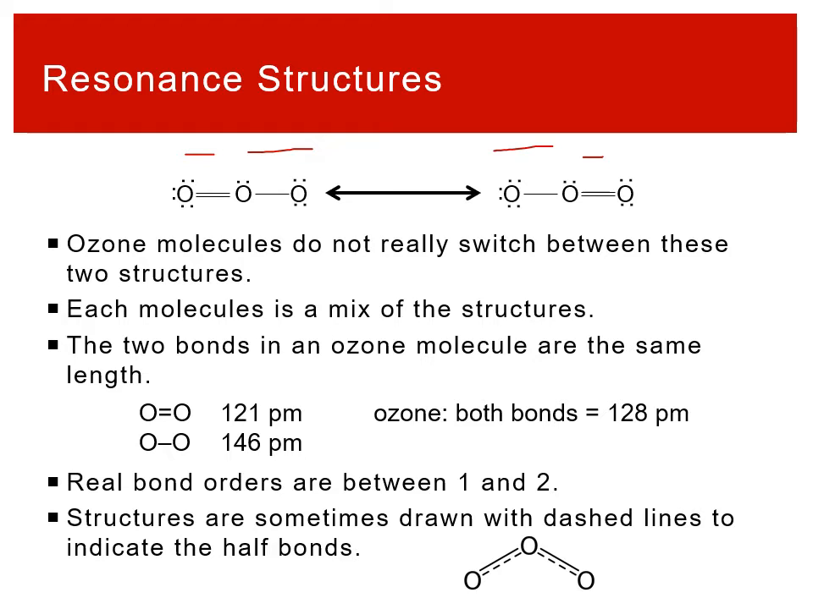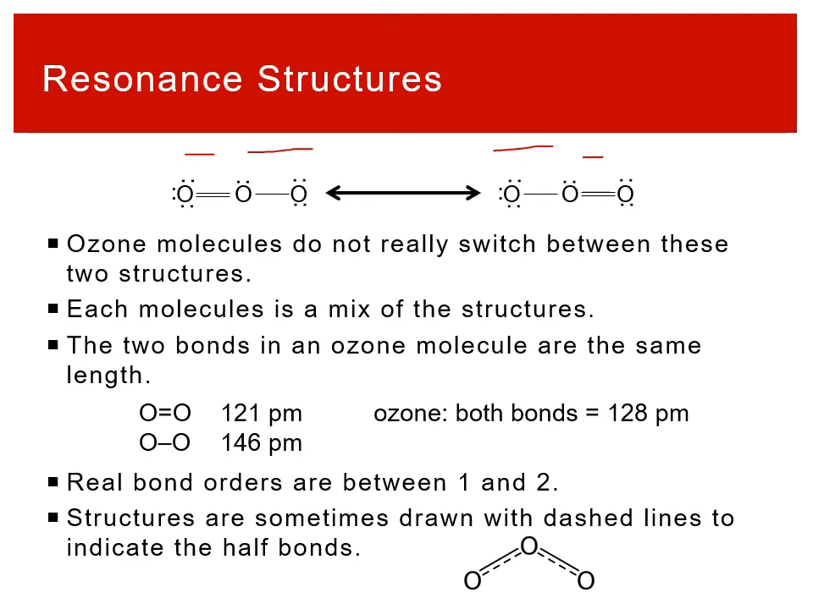And we can look at that in terms of the properties. Oxygen double bonds are usually 121 picometers long, and a single bond is 146. In ozone, the bonds are somewhere in between a single and a double, and so they end up being 128 picometers in length. So they're shorter than a single bond, but longer than a double bond. So their bond order is somewhere in between.